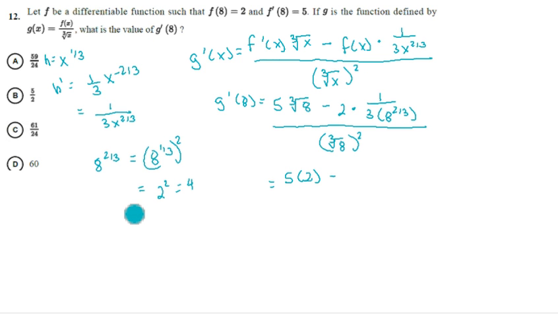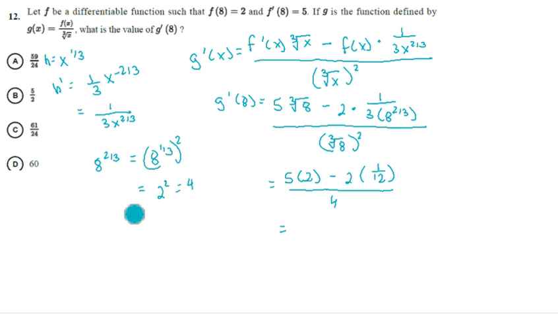So that's 5 times the cube root of 8 minus 2 times 1/3 times 4. So 2 times 1/12 divided by 4. All right, because again, this is the cube root of 8 squared. That's the same expression we have here. So all of that divided by 4.